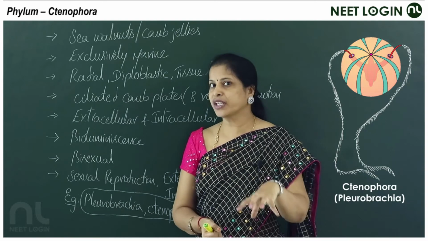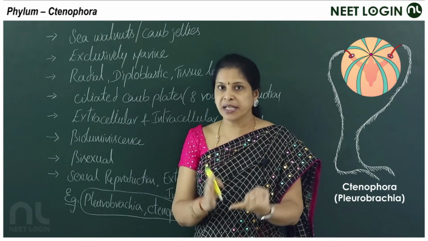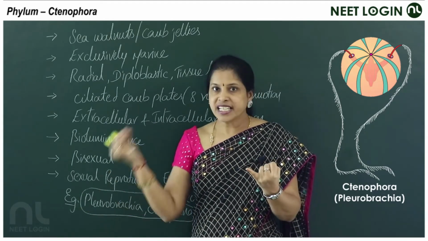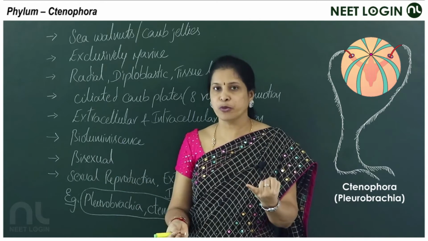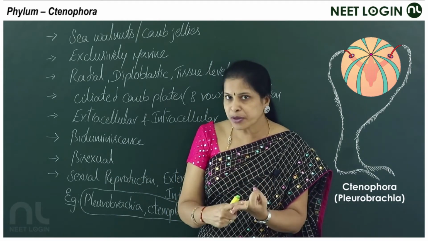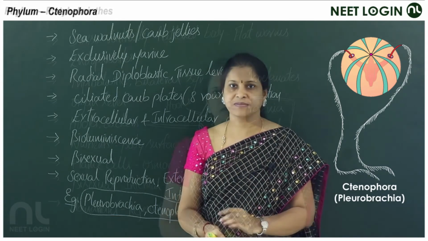So you want to focus on points like how many rows of comb-like plates are present. 8 rows, ciliated, meant for what? Cilia, obviously for locomotion. And what is the special feature? Bioluminescence. Exclusively marine, and reproduce only through sexual reproduction.